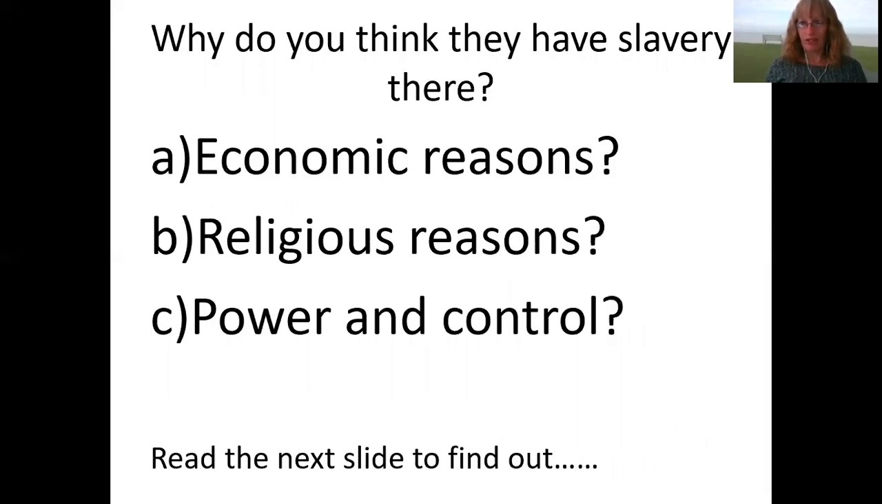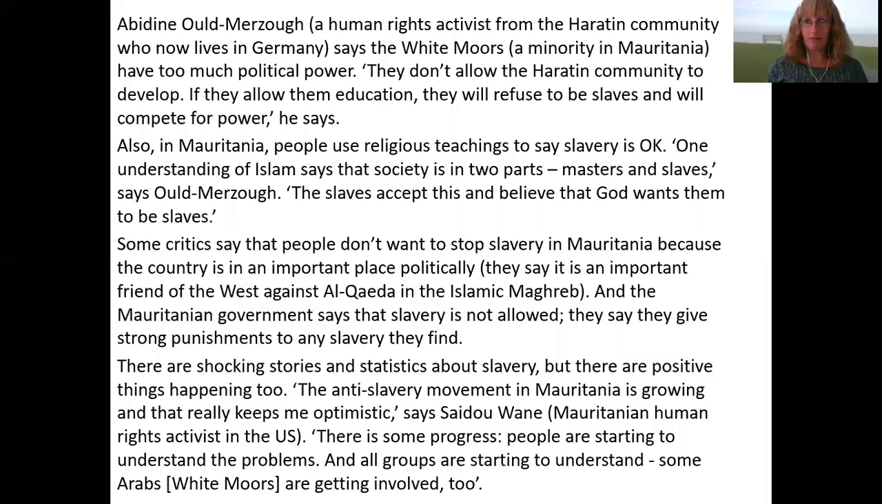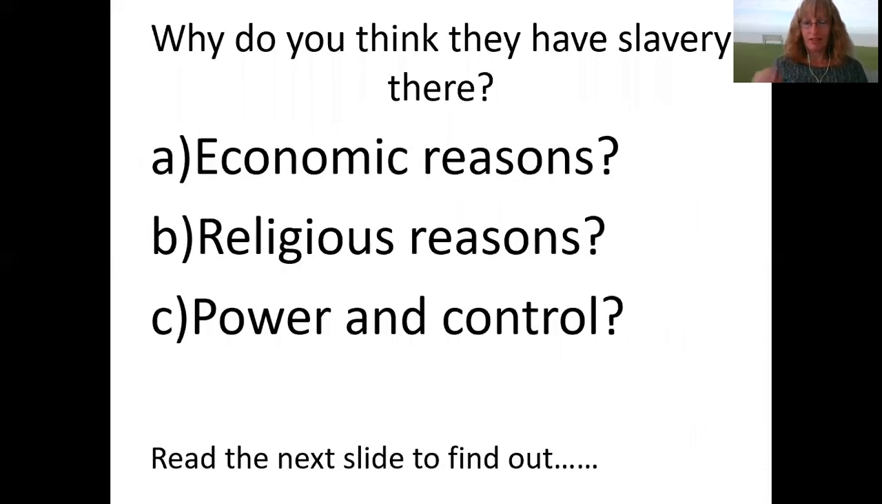Why do you think they have slavery there? Do you think it's economic reasons, religious reasons, or for power and control? Read this next slide to find out, and you can pause the screen. So, economic, religious, or power and control? All three of these reasons.